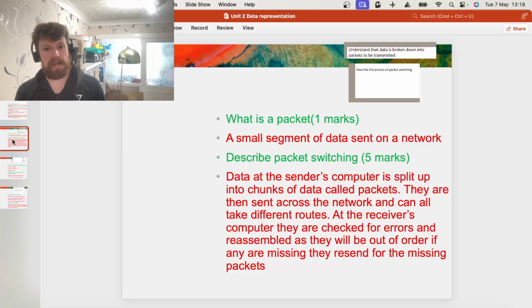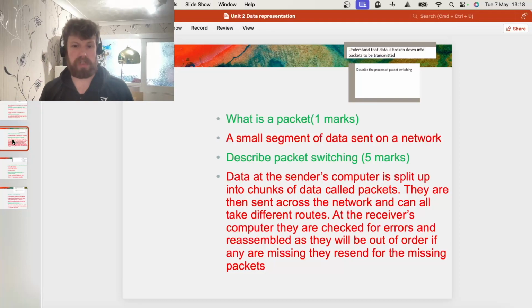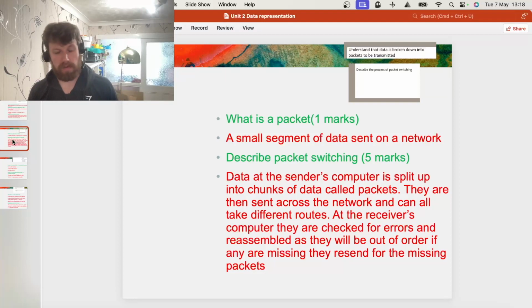Data at the sender's computer is split up into chunks of data called packets. That's mark number 1. They are then sent across the network, and they can all take different routes. At the receiver's computer, they are checked for errors and reassembled, as they will be out of order, and if any are missing or have any errors in them, the receiver asks the sender computer to resend those ones, and that would get you all 5 marks.